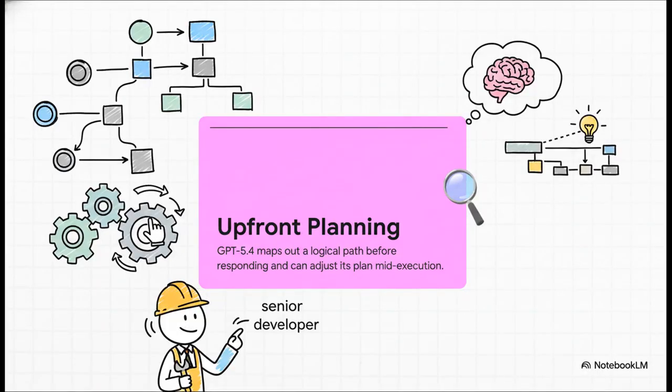So here's how GPT 5.4 operates. OpenAI built it around something they call upfront planning. Before it even writes a single word for you, it maps out a logical, step-by-step path to the solution. But here's the real game changer. You can interrupt it mid-thought. Let's say you're migrating a code base. You're on step 4, and you realize an AWS requirement has changed. You can tell it, and it will adjust its plan in real time without having to scrap everything and start over. It's like having a senior developer who actually listens to you.